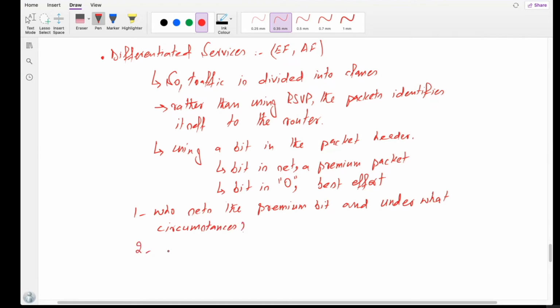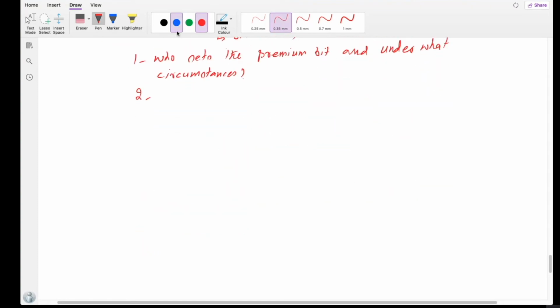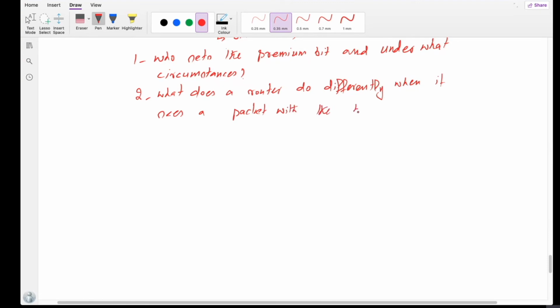Question number two is, what does a router do differently when it sees a packet with the bit set?